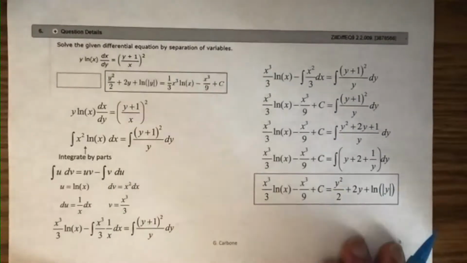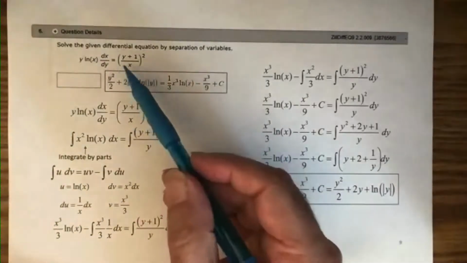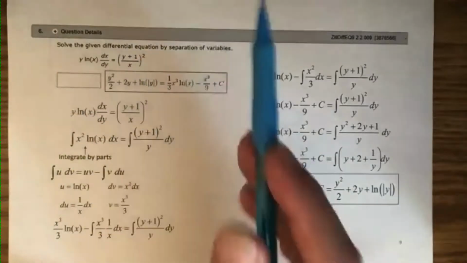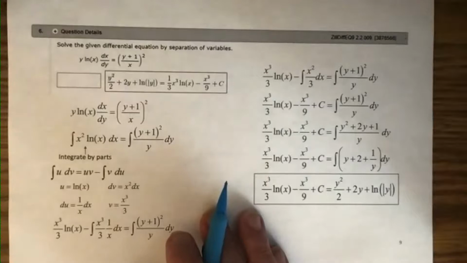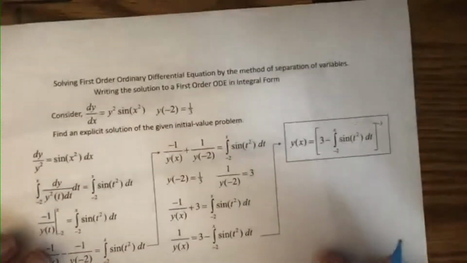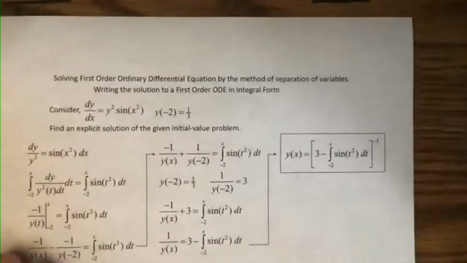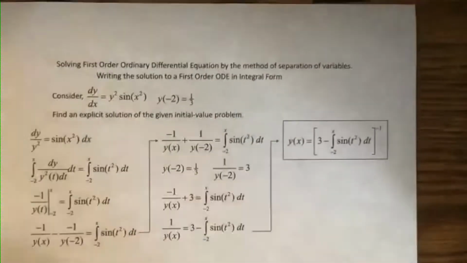Okay, any questions? So the basic technique is that you get everything as a function of x on one side, everything as a function of y on the other side, and then you integrate both sides. Now, we're not going to worry about this, and I'm not going to give any problems like this, but there are times when you get an integral that you can't do.